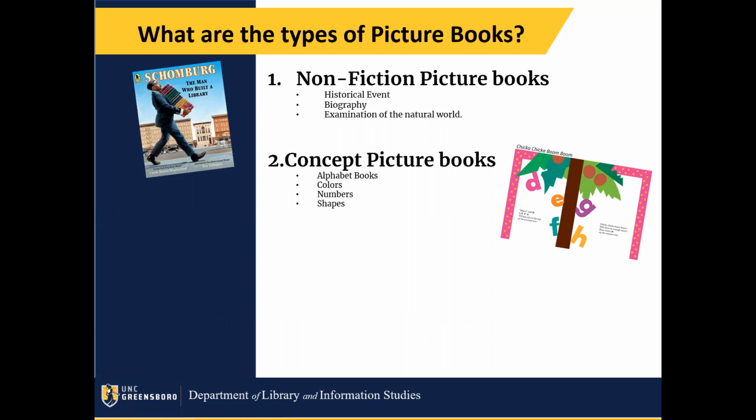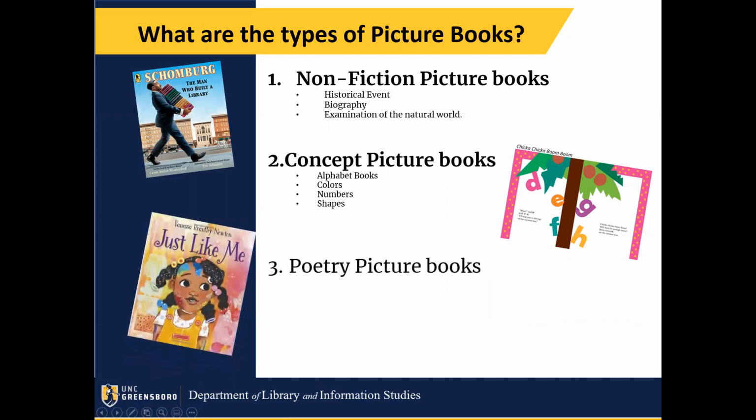Sometimes concept books simply list the concept being shown, and other times they are worked around a story. For example, you see here on the screen, we've got Chicka Chicka Boom Boom by Bill Martin. You can see the illustration there. Chicka Chicka Boom Boom introduces the letters through a story about the letters actually climbing a coconut tree. So it's not just here's the letter, here's the sound it makes, right? But it kind of has a storyline behind it. So that's an example of a concept picture book.